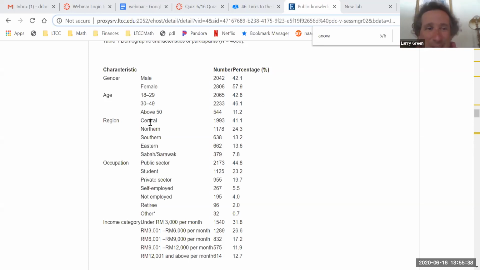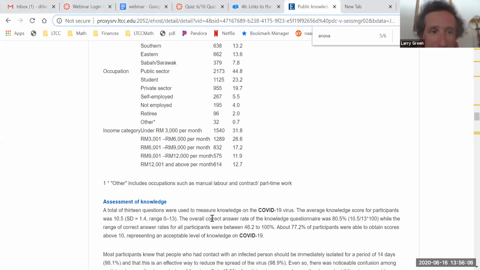But there must be a central, northern, southern, and eastern region, and Sabah, Sarawak, don't ask me what that is, in Malaysia. They have their results, how many they asked in all these places. They did it by occupation: public sector, student, private sector, self-employed, not employed, retiree, or other. They did income category. This is interesting. This is not dollars. I don't know what it is. Malaysian money, probably. I don't know what R stands for, but that's just a guess. And, you know, how much people make.